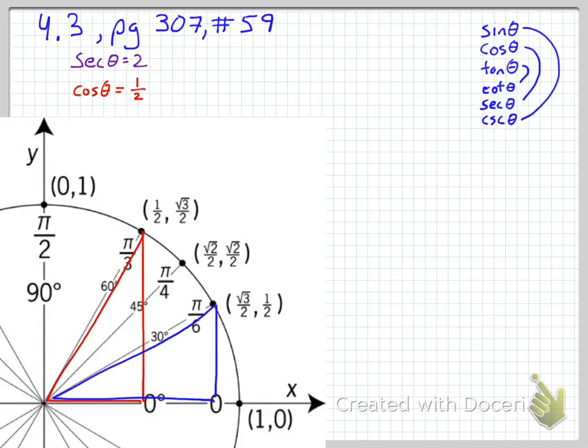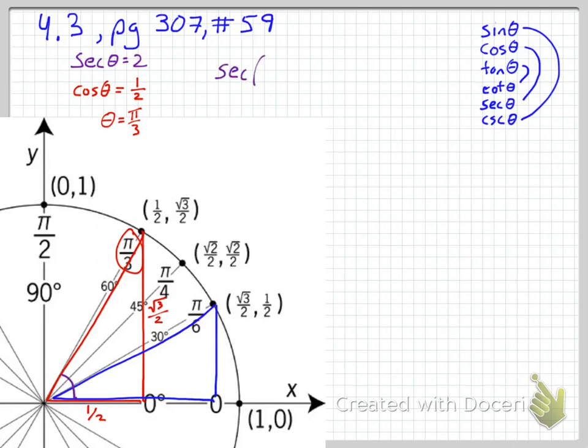Well, 1/2 is less than root 3 over 2, because 1 is less than root 3. So I know that this side right there at the bottom is 1/2, so I'm really caring about the red triangle. That means that this angle right here, which is pi over 3, is the angle we're looking for. So theta is pi over 3.